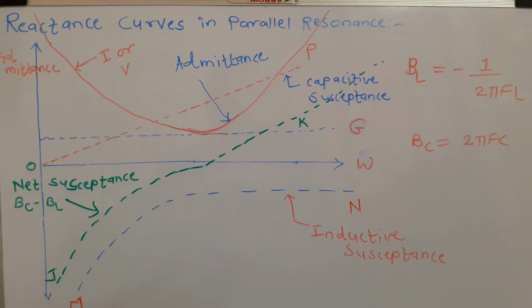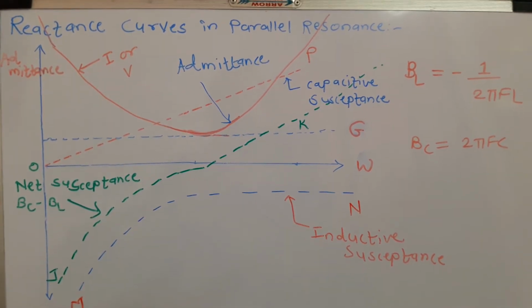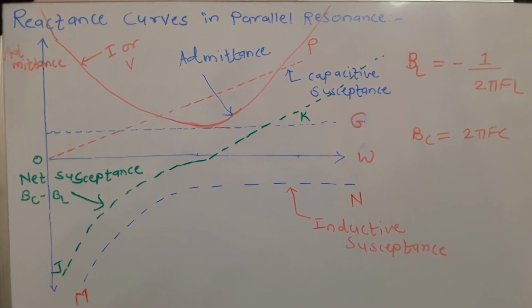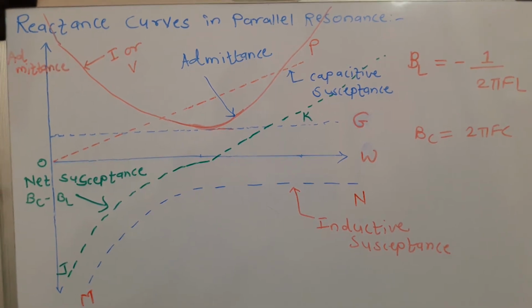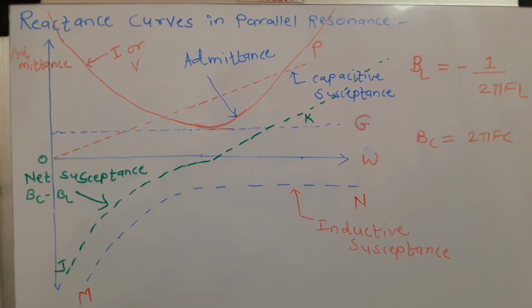In series resonant circuit we are concentrating on inductive reactance, capacitive reactance and total impedance. For parallel resonant circuit we will focus on inductive susceptance, capacitive susceptance, total admittance in the circuit.